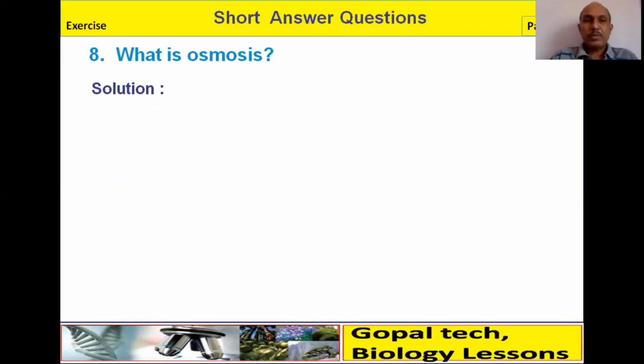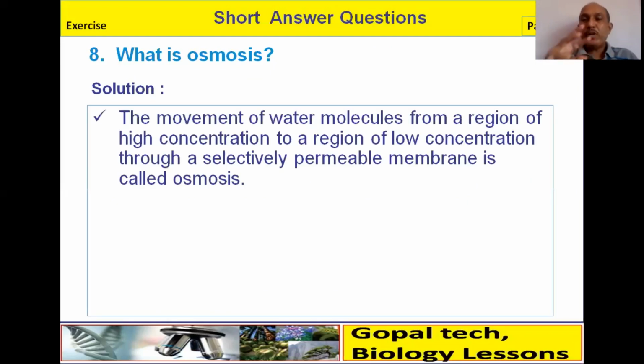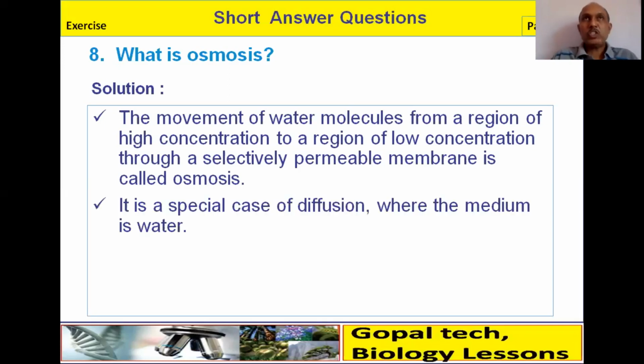What is osmosis? Repeat है. Movement of water molecules from its region of high concentration to its region of low concentration through selectively permeable membrane is called osmosis. It is a special case of diffusion where the medium is water and a movement of solvent molecule, not solute molecule.